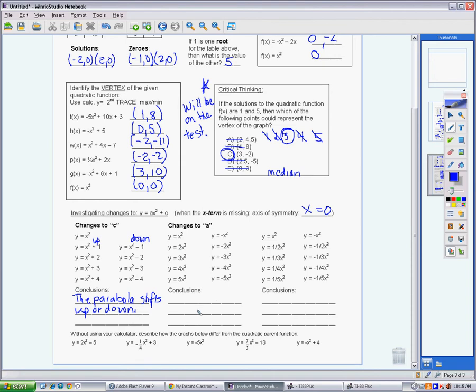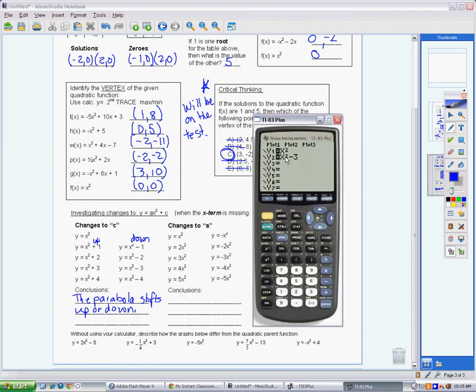Okay, well, what happens when we change A? So let me come back up. And we're just going to change A. So that number in front, I'm going to change to 2. Okay, so there's the original. It got squished in a little bit. We call that narrower. It became narrower. Well, what happens if I change it to 3? It's still narrower. What happens if I change it to 4? It becomes even more narrower. What happens if I change it to 5? It becomes even more narrow.